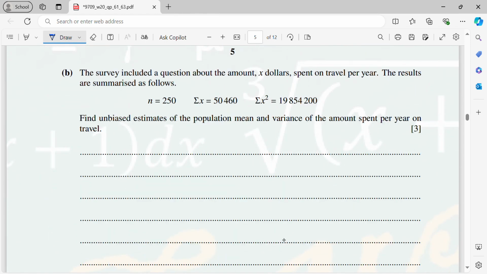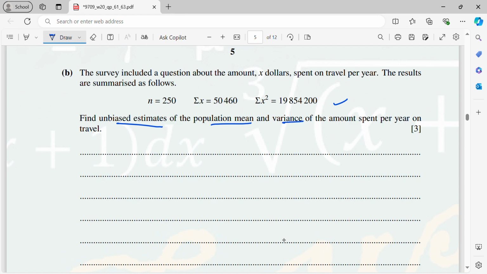B. The survey included a question about the amount X dollars spent on travel per year. The results are summarized as follows. Given n, summation x and summation x squared, find unbiased estimates of the population mean and variance of the amount spent per year on travel.